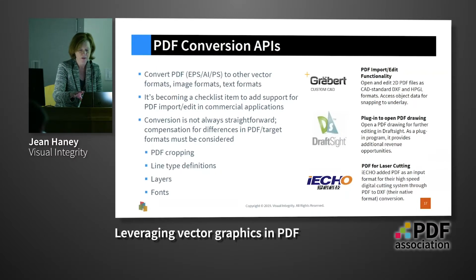Examples here would be where somebody, Graybert, adds PDF import to their application, whereas DraftSite creates a plugin to also be able to get a little bit of revenue for that functionality from their customers. And then for laser cutting machines, they now expect DXF files from their customers, and not everybody can create a DXF file. So by allowing the customers to give them PDF, they expand their base for the kinds of documents that they can consume and then cut with their laser cutting machines. So that's a big area where PDF is becoming an import format for those sorts of machines.